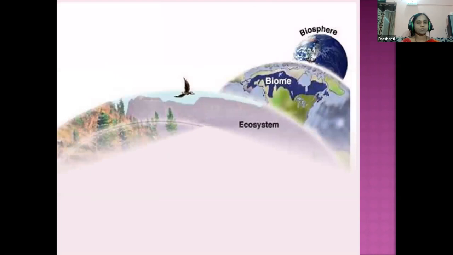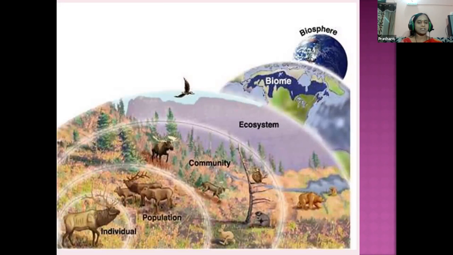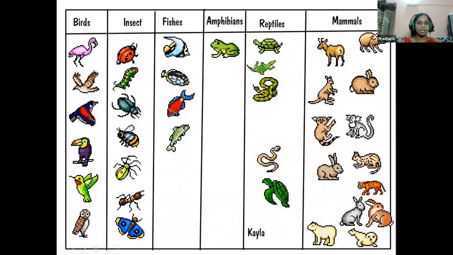What is a population, children? The number of all the organisms of the same species which live in a particular geographical area and which are capable of interbreeding is called a population. Next is the species, that is, the group of living organisms consisting of similar individuals. You have seen this picture, students, the species of birds, insects, fishes, reptiles, mammals, etc.